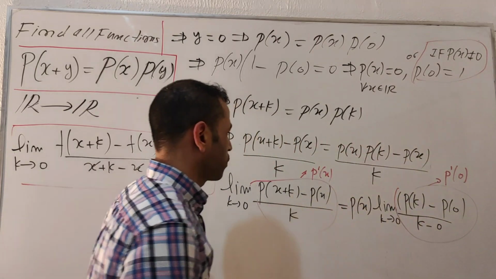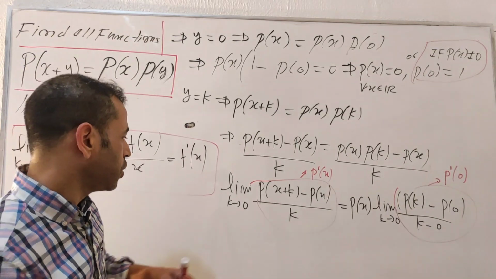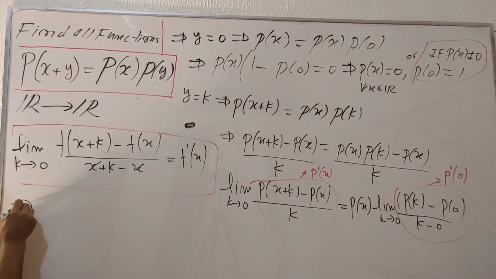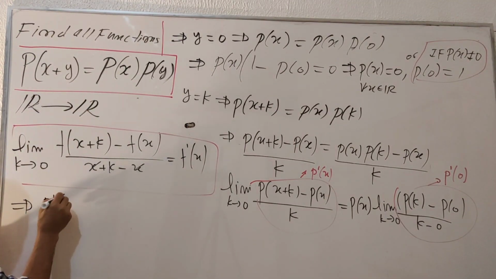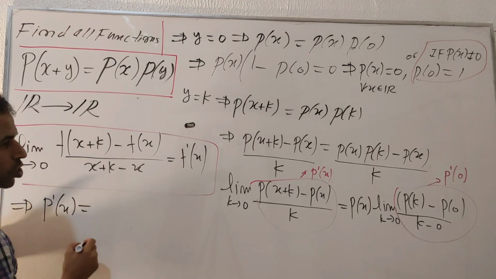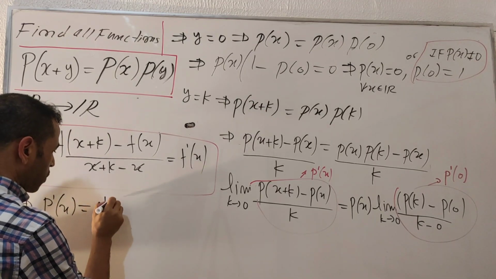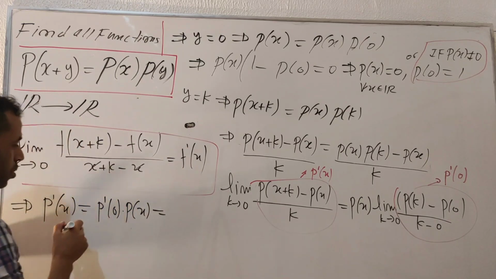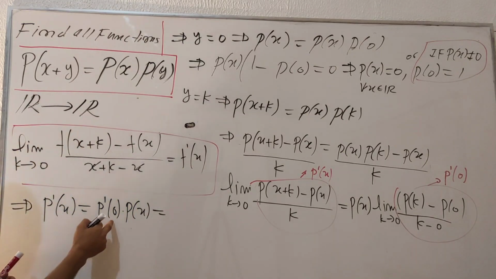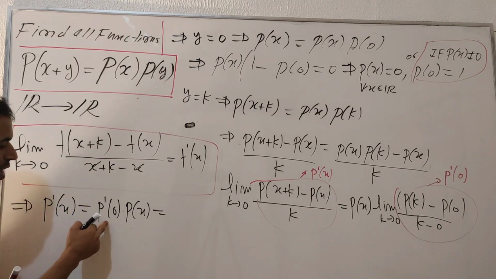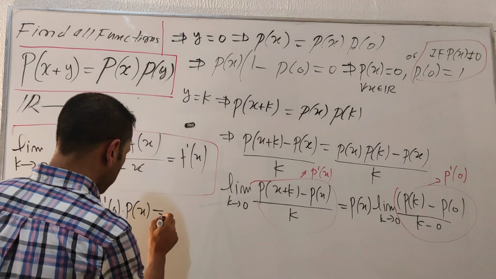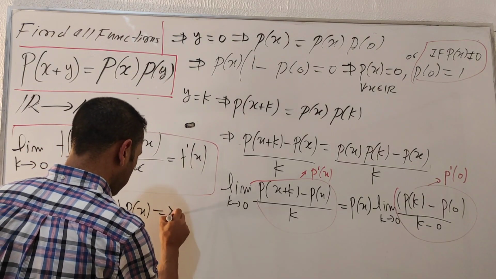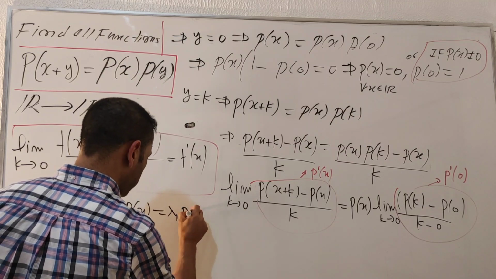I will have a very nice thing here. Now I have ended with this expression. I get P prime of x equals P prime of 0 multiplied by P of x. Since P prime of 0 is a constant, so let's replace it with lambda 1, times P of x.